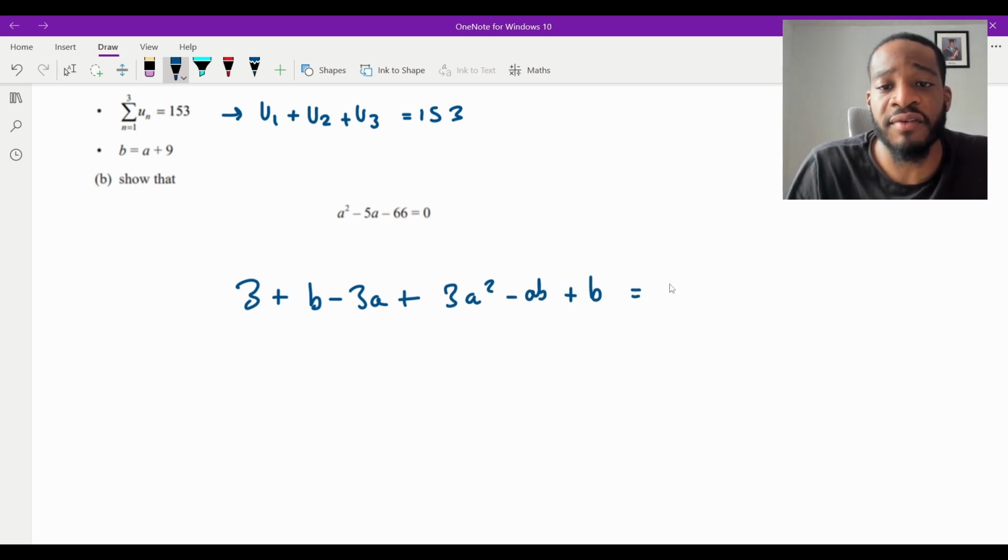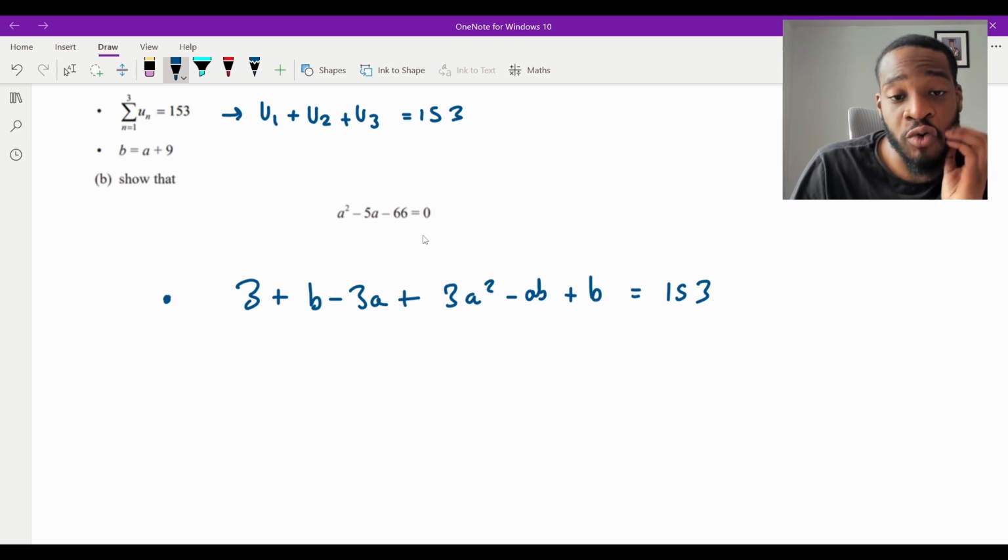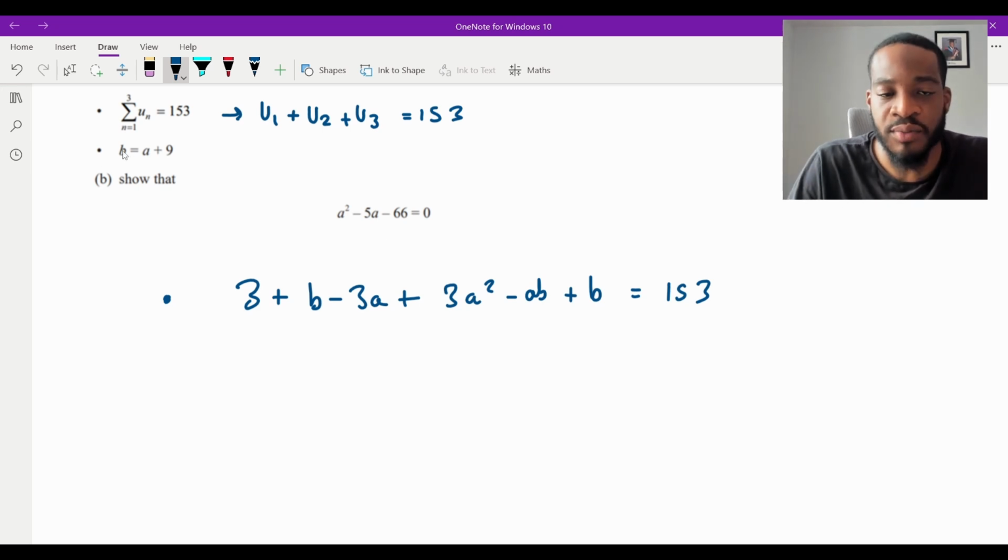And this is equal to 153. That's what that first bullet point is telling us. Now, they want this expression here. So what I've got so far is expressions with a and b in it. I don't want b, since I need to show that it is in terms of a. So that's where this second bullet point comes in.